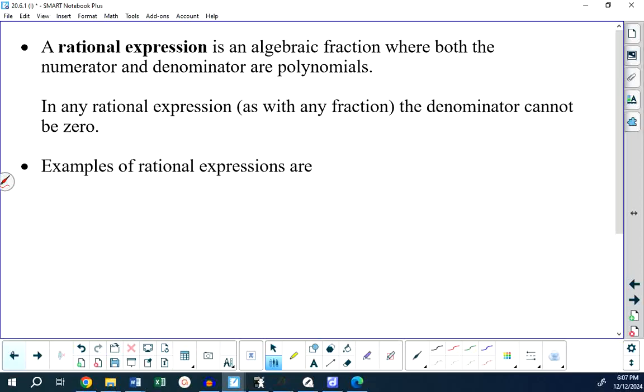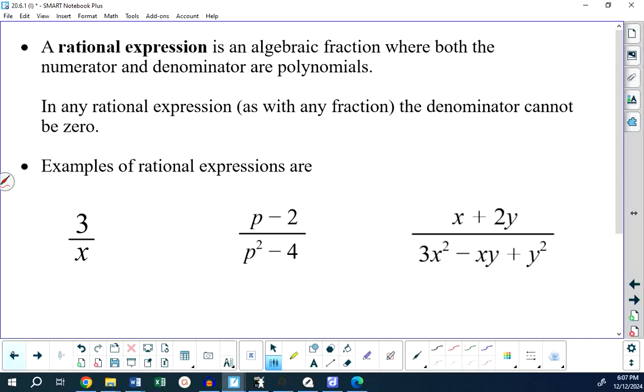Here are some examples of rational expressions. 3 over x is a very basic rational expression. p minus 2 over p squared minus 4 is a slightly more complex rational expression. And then this beast is certainly more complicated even than p minus 2 over p squared minus 4.